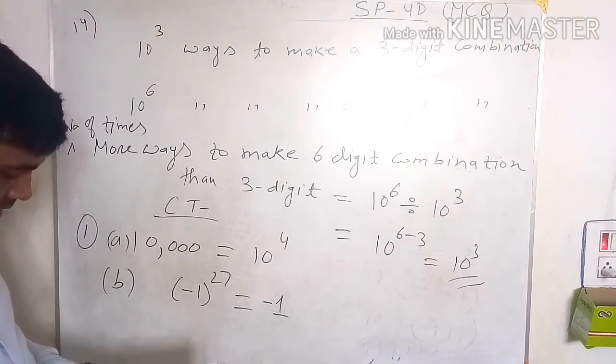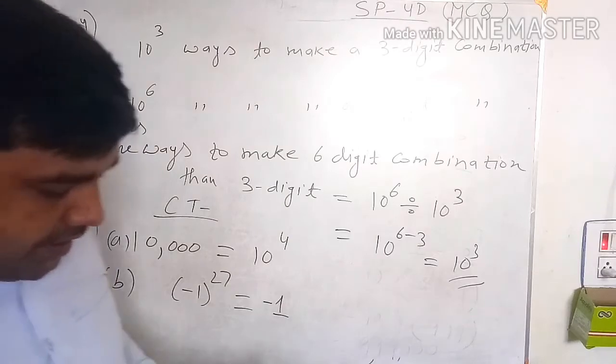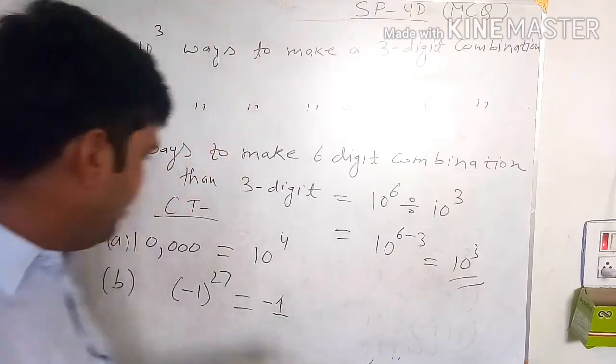Okay. C is any base. See, minus 398 to the power 0, the value will be 1.